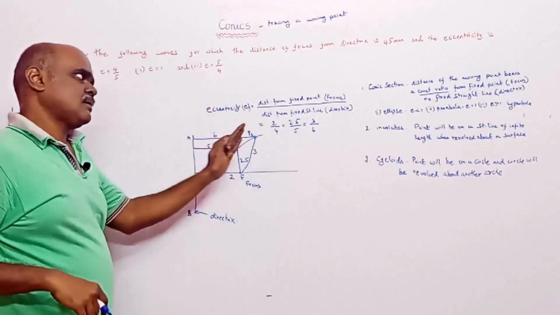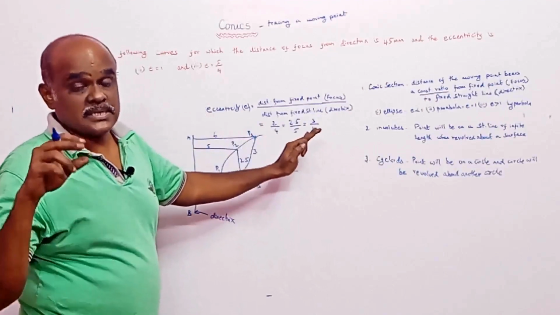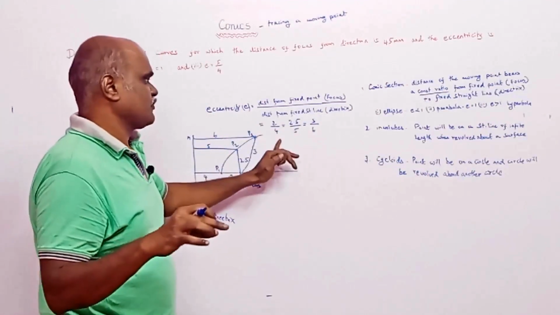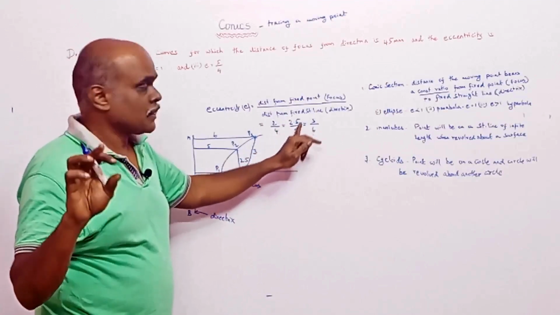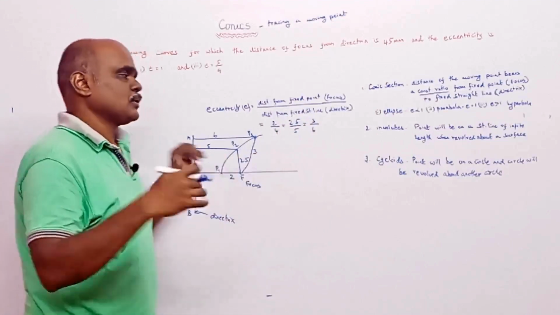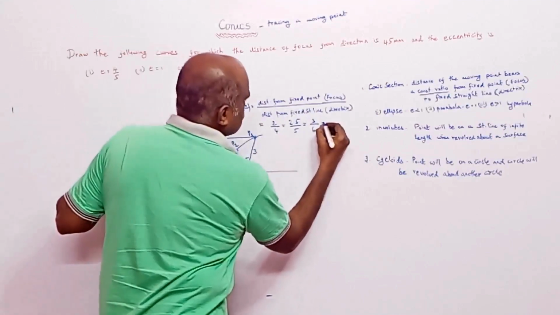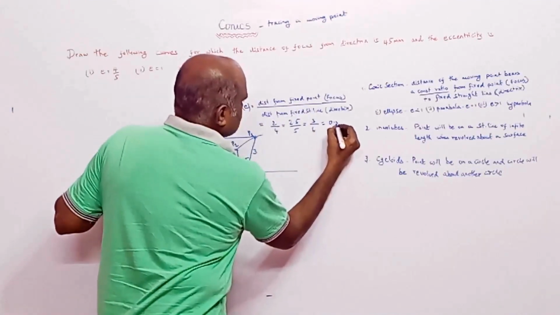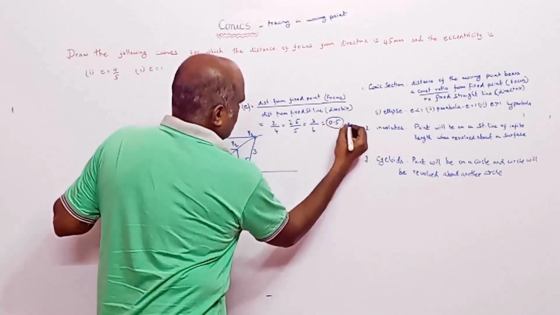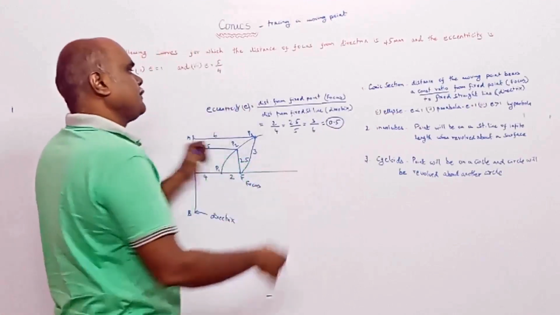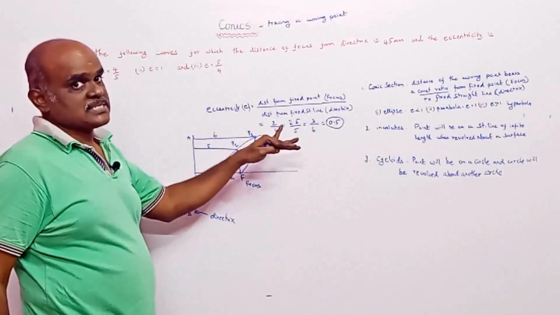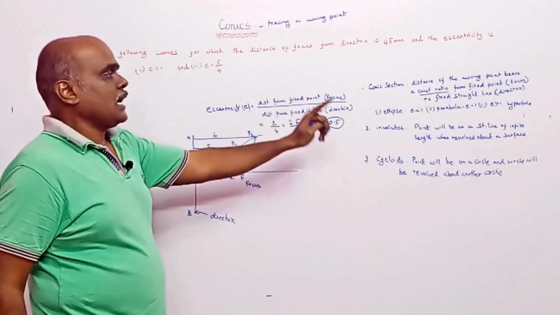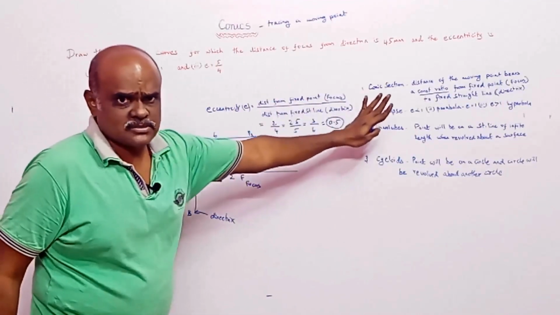So likewise, all these ratios will be constant. 2 by 4 is 1 by 2, and similarly 2.5 divided by 5 is 1 by 2. Once again, 3 by 6 is also 1 by 2. So it bears a constant ratio which is coming around 0.5. So this ratio will be constant wherever the point is moving. Such kind of curve is known as an ellipse. Such kind of curve is known as a conic section.